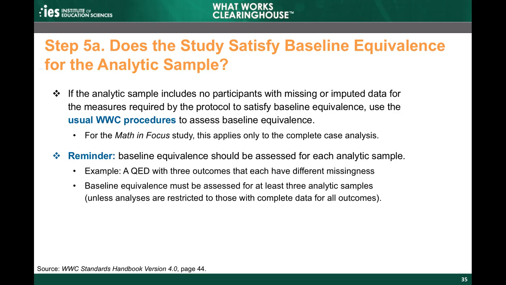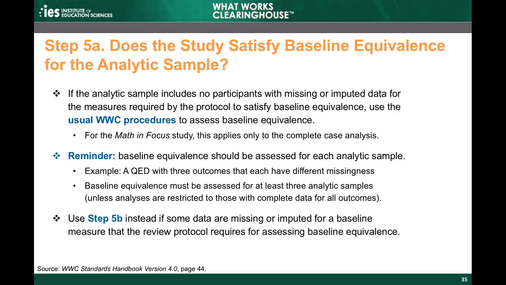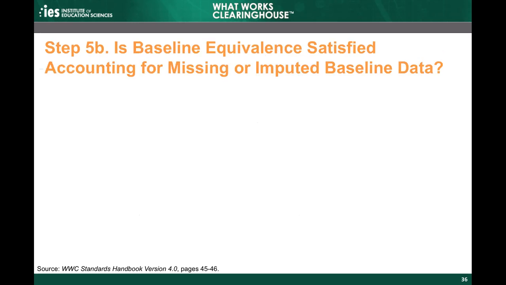What that means is, for example, if there's a QED with three outcomes that each had different missingness, then baseline equivalence must be assessed for at least three analytic samples, except if the analyses are restricted to those with complete data for all outcomes. And then we use step 5B instead if some data are missing or imputed for a baseline measure that the review protocol requires for assessing baseline equivalence.